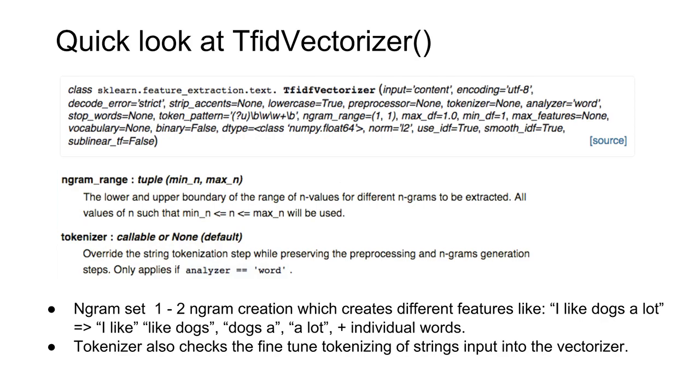So I wanted to take a quick stop here because I found it interesting seeing TF-IDF vectorizer, because I saw it in the last presentation we had, and it had completely different parameters being used. So I wanted to quickly look at these parameters. We have our n-gram range, which is set to 1 to 2 n-gram creation. That just creates different features, like if we had a phrase like "I like dogs a lot," we now have a bunch of different n-grams of "I like dogs a lot," and then we have our individual n-grams of each word. The tokenizer helps to tune the string and put it into a vector. It will convert these into numbers.